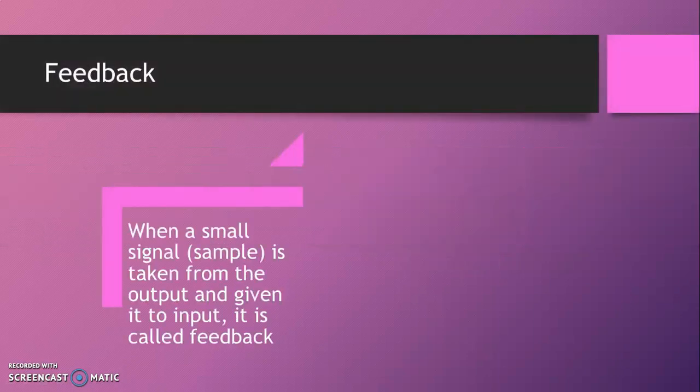When a small signal, that is a sample, is taken from the output and given to the input, it is called a feedback. So we take a sample from the output and then we compare it with the input, and that is why it is known as a feedback. We have feed forward path for any system, for any process, and then we have feedback path.